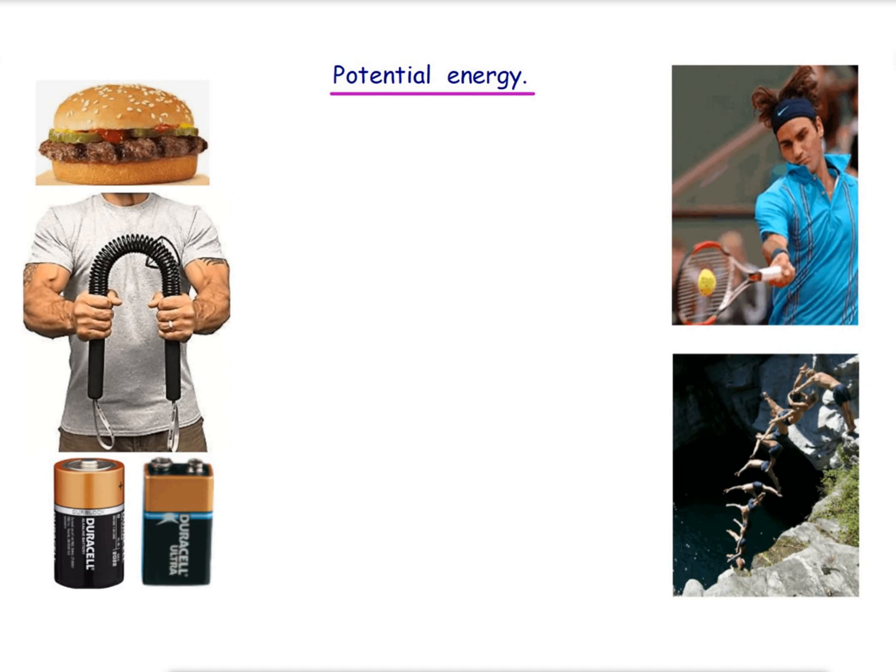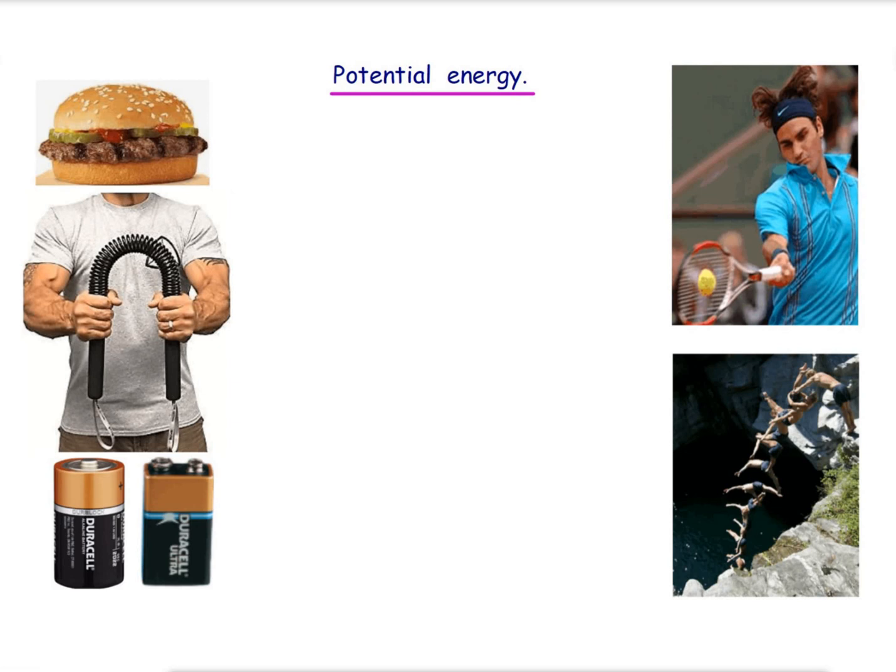So underneath that information in your book, you should have these pictures. In each of these pictures, there is a type of potential energy being displayed. So what I'd like you to do is to pause the video for a minute or two. Next to each picture, then write down which type of potential energy you think this picture is showing.